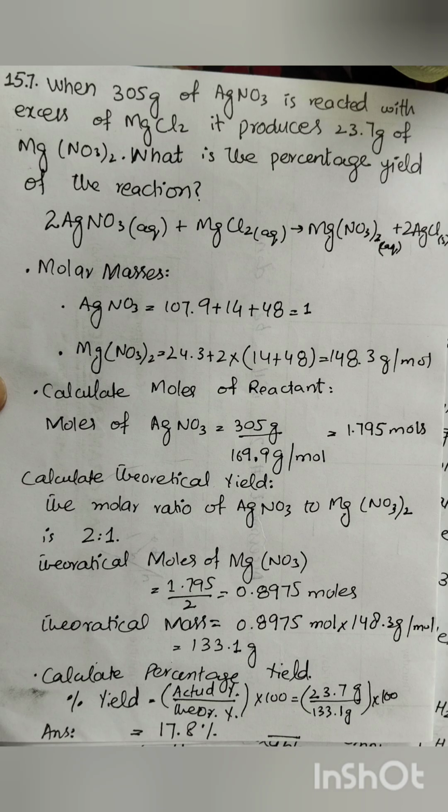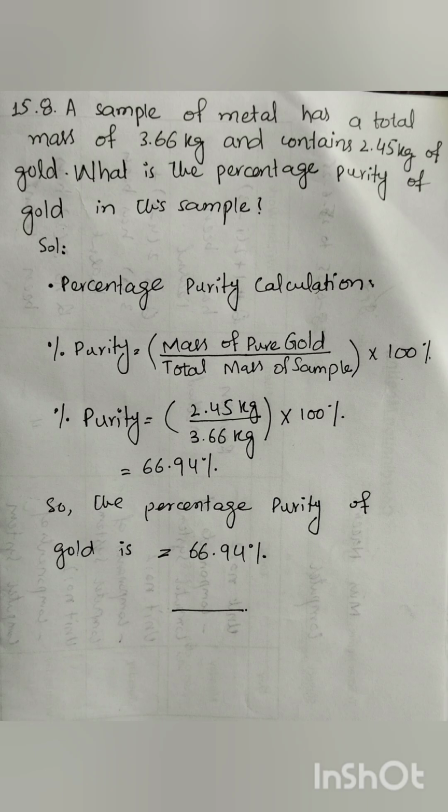By getting all our values, we will put these values in our percentage yield formula, which is percentage yield is equal to actual yield divided by theoretical yield. By putting values, we can easily find the answer of 17.8%. So the percentage yield of this reaction is 17.8%. Here comes our last and eighth numerical of this chapter.